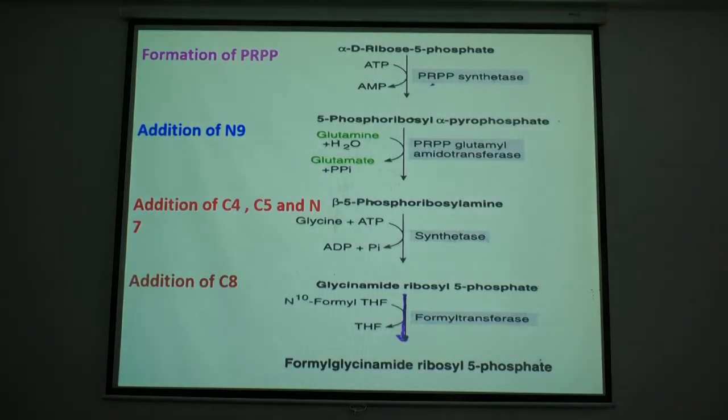Another is PRPP glutamyl amidotransferase enzyme. These two enzymes are important: PRPP synthetase and PRPP glutamyl amidotransferase. Due to these enzymes also, more and more uric acid will be synthesized.